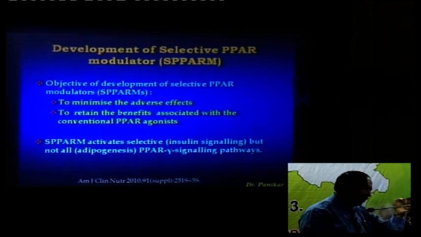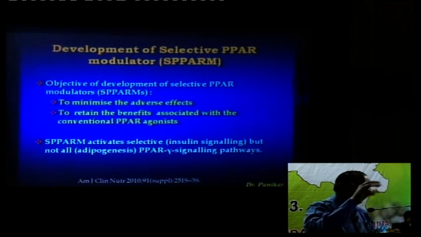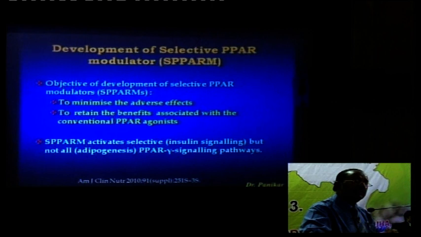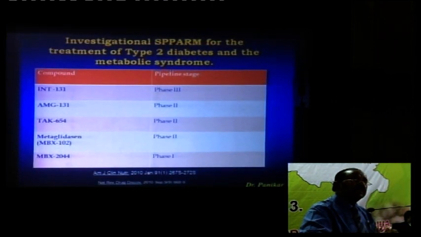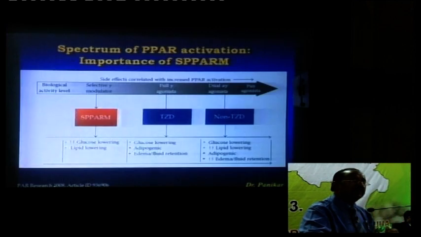There is a new molecule which has come, called mTOT, which has been in the news in the last one week. It is a variant of SPAM, which acts through the mitochondria of the cell rather than the nucleus, and is showing a very decent effect without the side effects of PPAR gamma. There are a whole host of SPAMs in the pipeline.